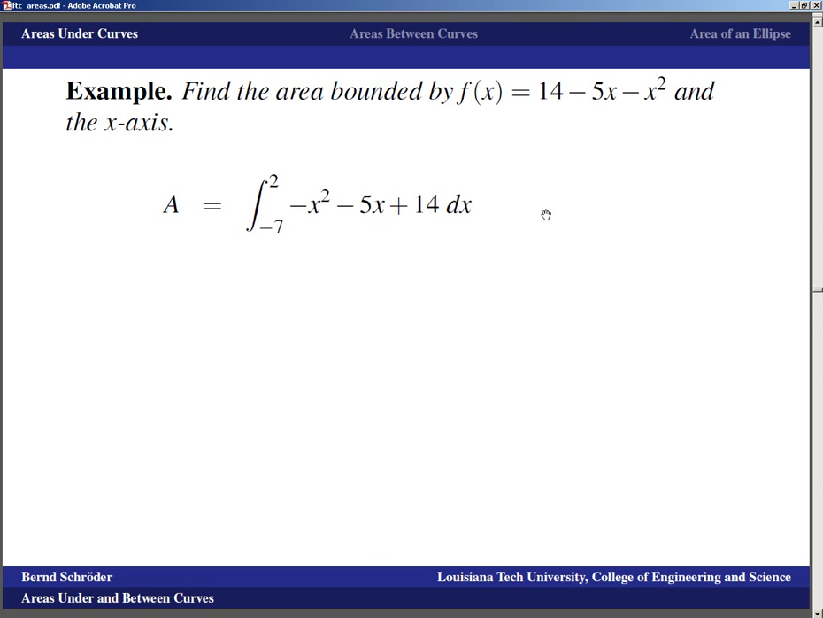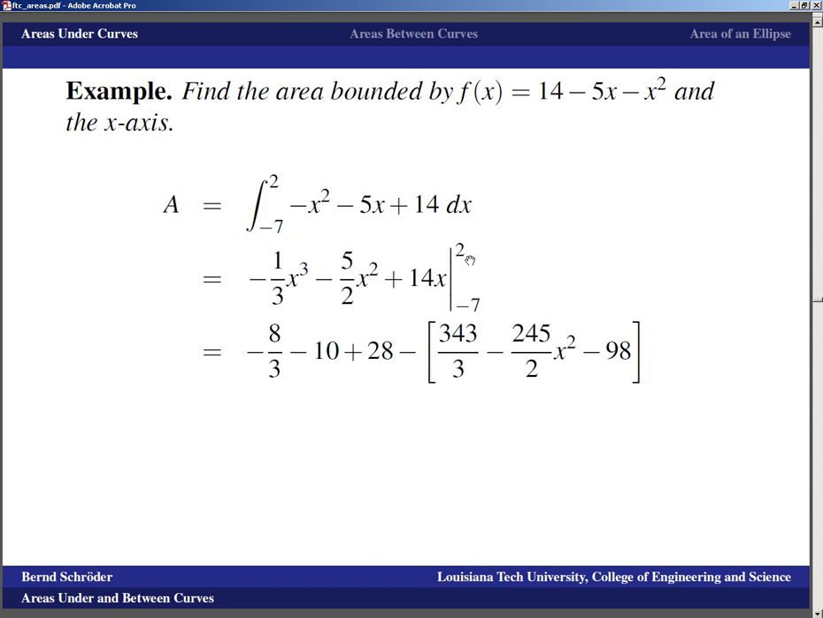Okay, and now the rest is again quick computation because we find the antiderivative, negative 1/3 x cubed minus 5/2 x squared plus 14x from negative 7 to 2. Well, 2 cubed is 8, so we get negative 8/3. 2 squared divided by 2 is 2, times 5 is 10, so negative 10. 2 times 14 is 28. Again, minus. Make sure the bookkeeping works out.